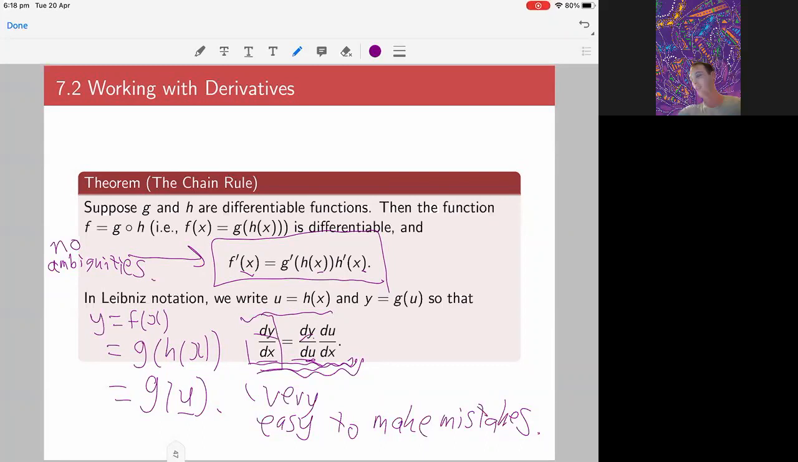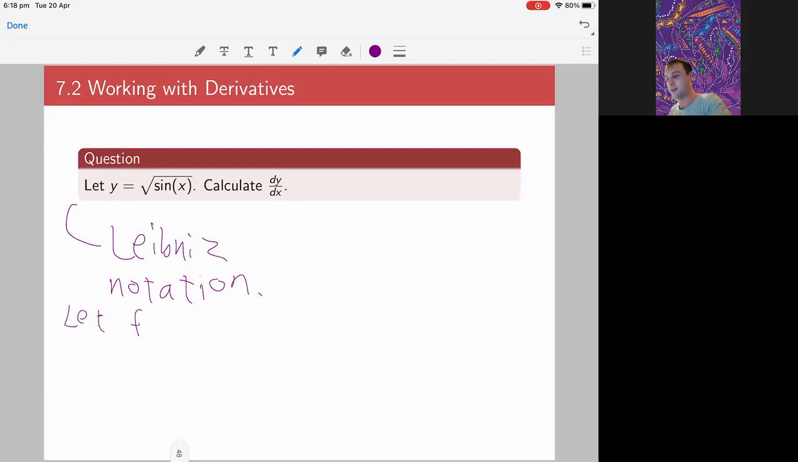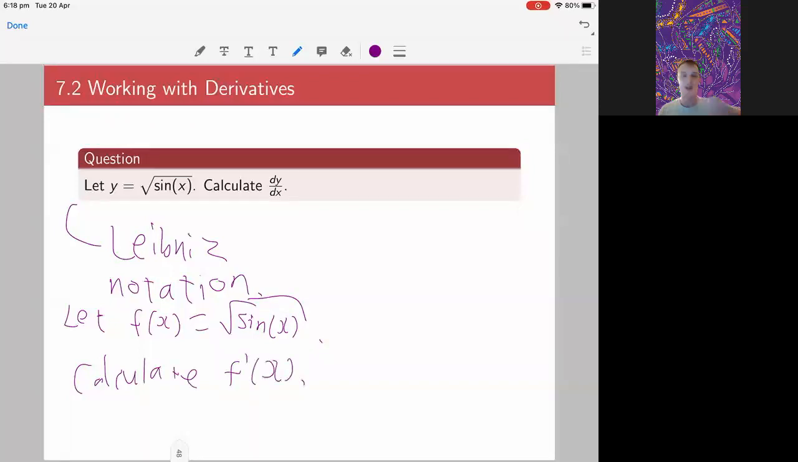Okay, so I've looked at the chain rule. Let's have a look at an application of the chain rule. Question. Let y equal the square root of sine x. Calculate dy on dx. So interestingly enough, in this particular question, the Leibniz notation is actually forced upon us. If we were to do this using the Newtonian formulation, we would have to say, let f of x be equal to the square root of sine of x. And then the question would say, calculate f prime of x. That aside, as I said, the Leibniz notation has been forced upon us here, so let's just roll with that.